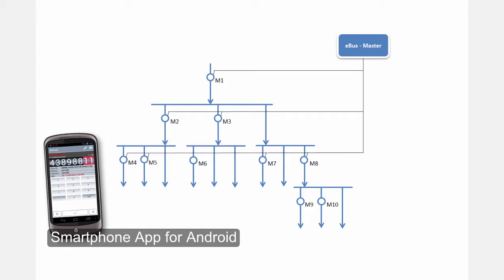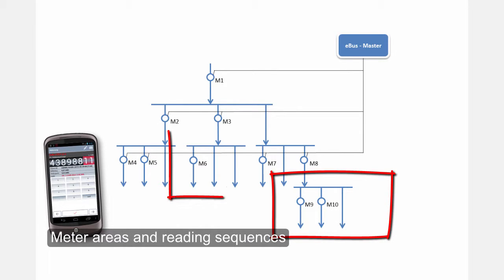Furthermore, the measuring points can be allocated to different reading areas. Several members of staff can thus read the meter on site. The reading sequence in the reading area can also be defined and a reading route specified.